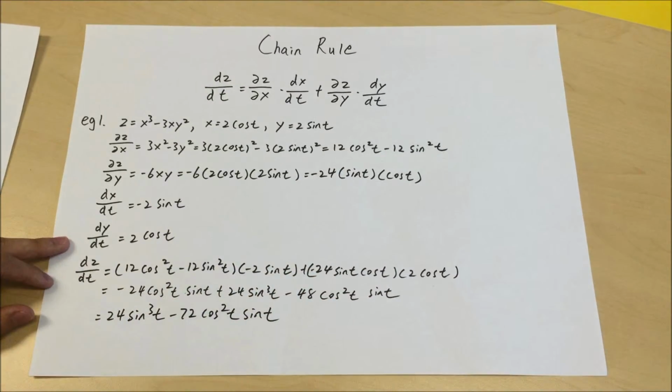Now we'll sub in the differentiated values that were found earlier into the chain rule formula, followed by simplifying it to get 24 sine cubed t minus 72 cosine squared t sine t.